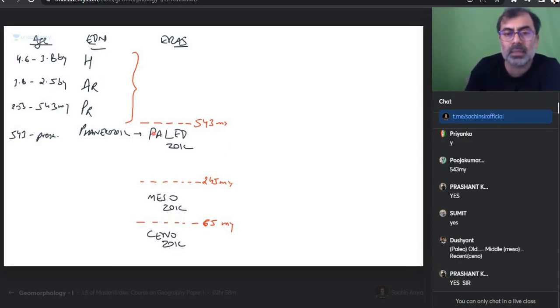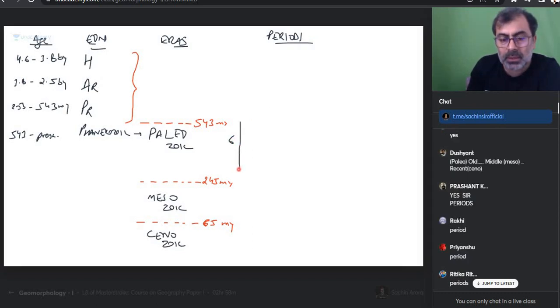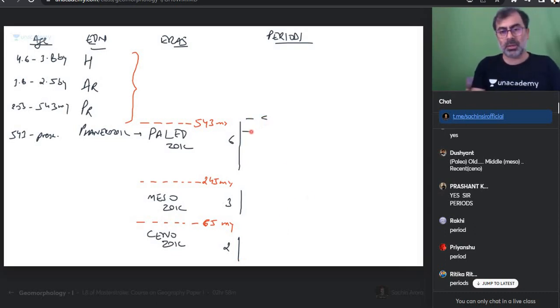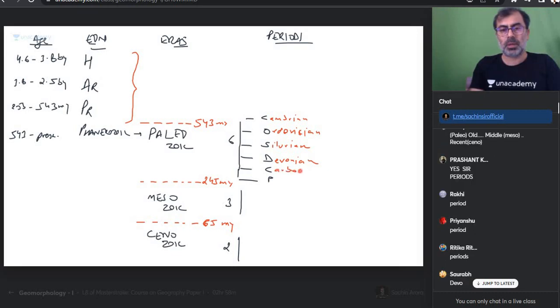Eras are broken into what? Periods. There are 6 periods in this, 3 periods in this, and 2 periods in this. 6, 3, and 2. What are the 6? Remember this: Cos DCP. So this is called Cambrian, Ordovician, Silurian, Devonian, Carboniferous, and Permian.